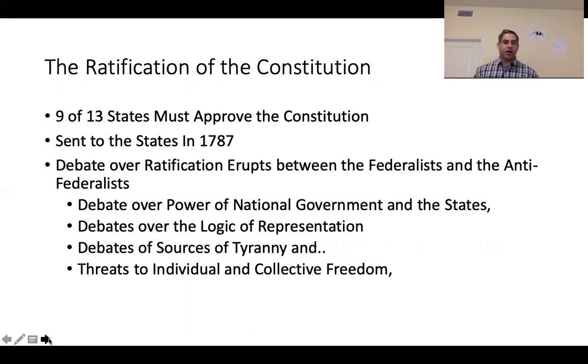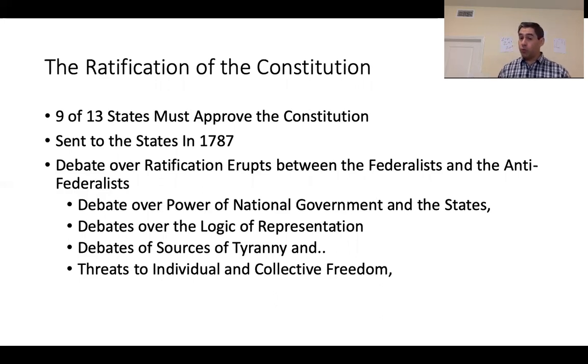In order to ratify the Constitution, they have to send the Constitution to the states, and 9 of the 13 states must approve this new Constitution. We can already see here that some of the lessons of the failures of the Articles of Confederation have been learned. They've come out of the Constitutional Convention in that they no longer require unanimous consent to adopt this new Constitution. Instead, it's a supermajority. So 9 of the 13 states have to approve the Constitution for it to go into effect.